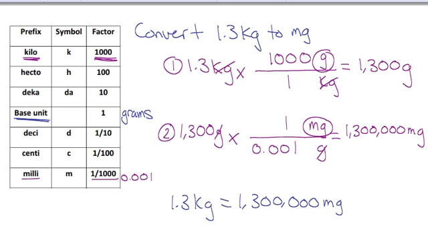So we know from the table that large units are here up at the top, so kilogram is quite a large unit. Small units down here at the bottom, so the milligram is quite a small unit. So just think about that, 1.3 kilograms, 1,300,000 milligrams. So a small amount of a large unit is equal to a large amount of a small unit. Okay, so that makes sense.